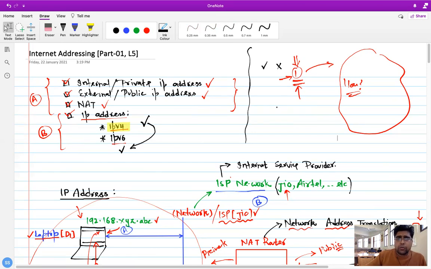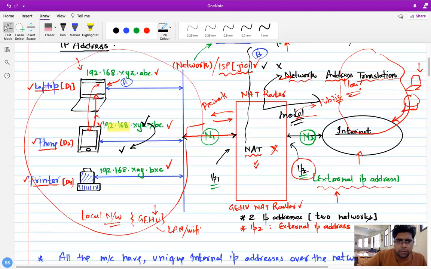In order to understand that, let's first understand the structure of IPv4, so that we can understand what limitations are restricting us from building this type of model. What are those restrictions? Let me come to that point.